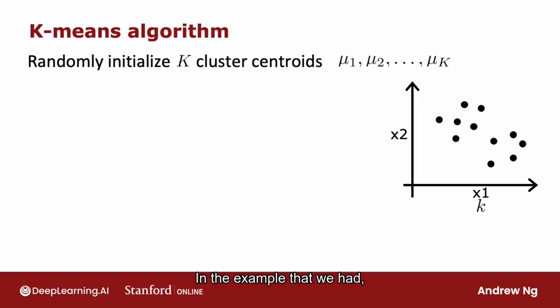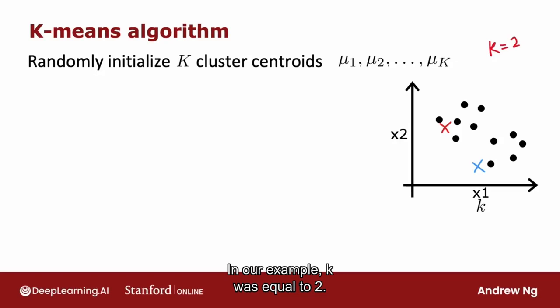In the example that we had, this corresponded to when we randomly chose a location for the red cross and for the blue cross corresponding to the two cluster centroids. In our example, K was equal to 2, so if the red cross was cluster centroid 1 and the blue cross was cluster centroid 2, these are just two indices to denote the first and the second cluster. Then the red cross would be the location of mu1 and the blue cross would be the location of mu2.